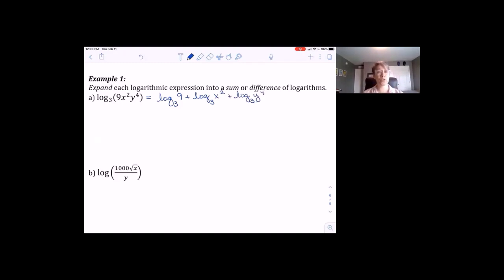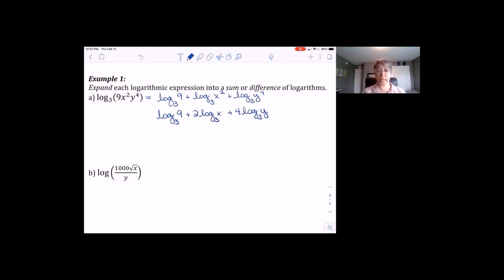So we're going to use that granddaddy that I told you about, and we're going to take all those exponents and move them to the front of their individual logarithm. So log base 3 of 9 plus 2 log base 3 of x plus 4 log base 3 of y. Now it looks like we're done because everything is simplified, except we can go further with that first logarithm.